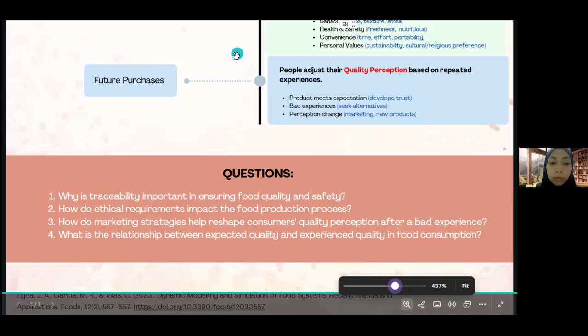The last question is, what is the relationship between expected quality and experienced quality in food consumption? The answer is that consumers form expected quality based on sensory attributes, health, convenience, and sustainability before purchasing. However, experience quality is determined during actual household preparation and consumption, based on taste, texture, smell, and convenience. If the experience quality meets or exceeds expectations, it builds trust and influences future purchases, while disappointments may lead to negative perceptions.